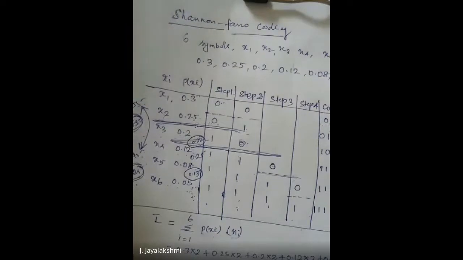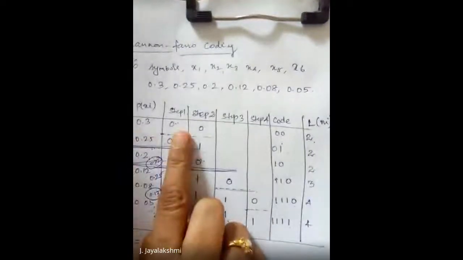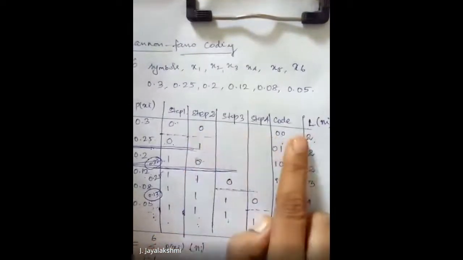So this is your Shannon-Fano method. The Shannon-Fano method follows the partitioning of the probabilities and assigning the code word. So this is how you go for the partitioning. Assign the code word. The first probability is 0.3, so for the first symbol x1, it is 00.